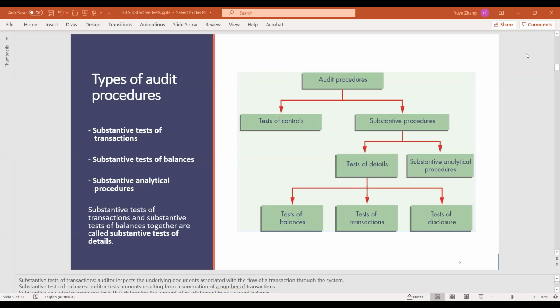Occurrence. Existence. So it's occurrence and existence, because apparently they are paying to accounts payable that did not actually exist.